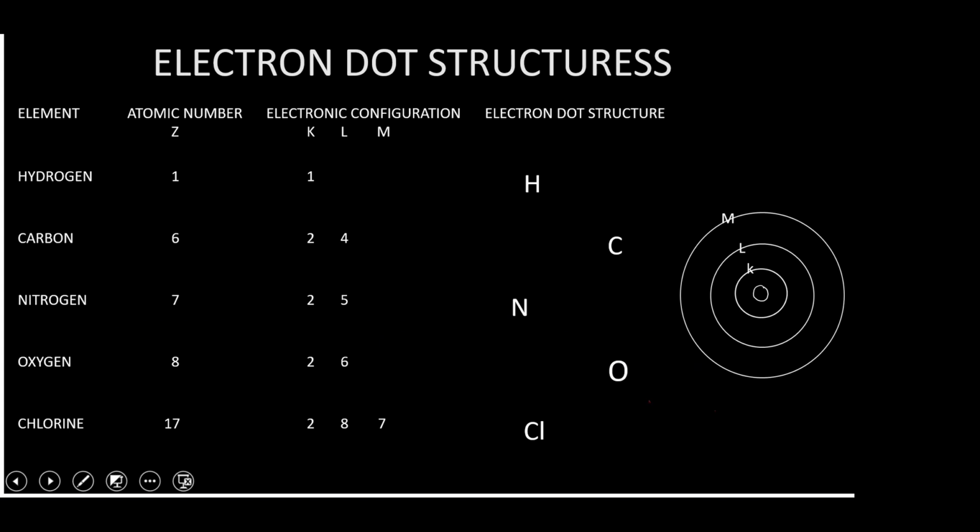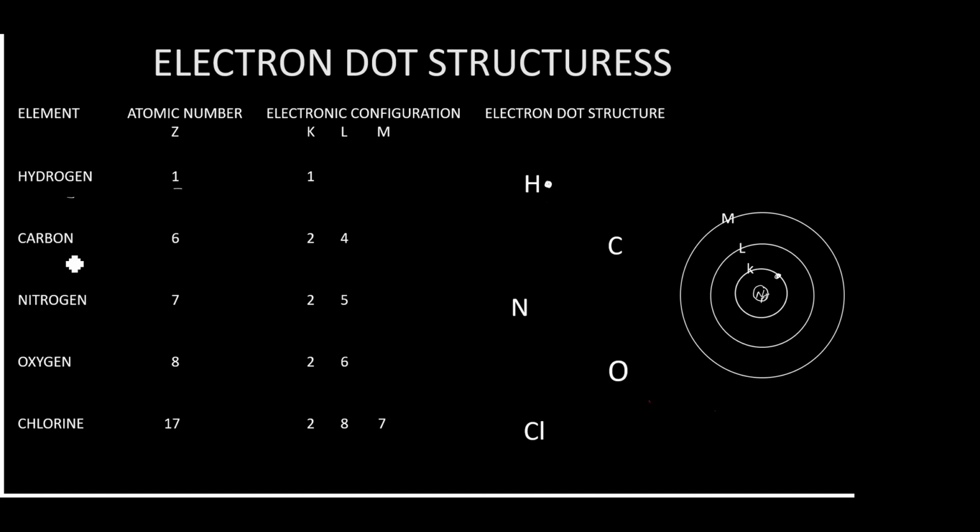Let's see some examples of electron dot structures. The first element I have taken is hydrogen, whose atomic number, represented by Z, is 1. It has one electron in the K shell, and this is the nucleus, which contains neutrons and protons. Protons are equal to the atomic number. To draw the dot structure, the one electron is shown by a dot. So this is the Lewis dot structure for the hydrogen atom.